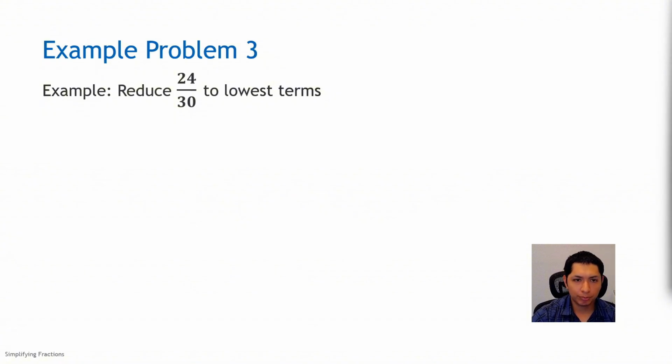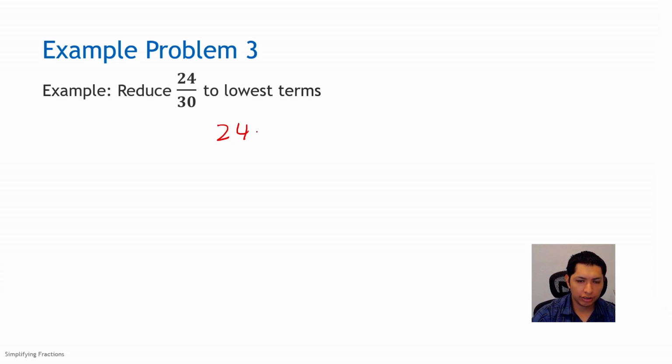And the last example problem: reduce 24 over 30 to lowest terms. Sometimes finding greatest common factors might not be the best way to do it because the numbers are really large and going through all the factors might take up a lot of time. So there is another way to reduce this fraction to lowest terms, but it won't be in one step. I ask myself, what number can I divide both of those numbers by and get answers that have no remainders?